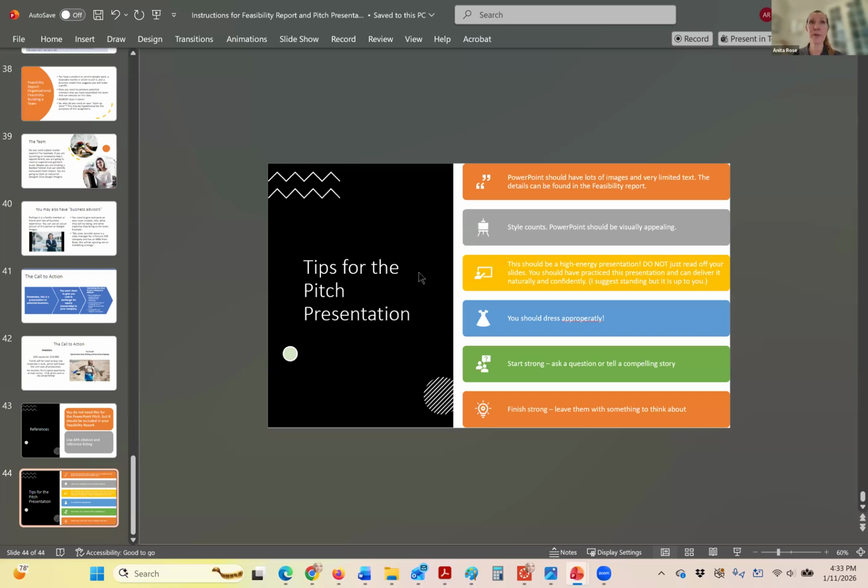So here you want to just think about certain tips for the presentation itself. So we want more images, less text on the slides. You don't want to be reading off the slides, so you want to be able to know your content well, so be able to just speak about it. And then style is important, so you want to think about making your slides visually appealing.